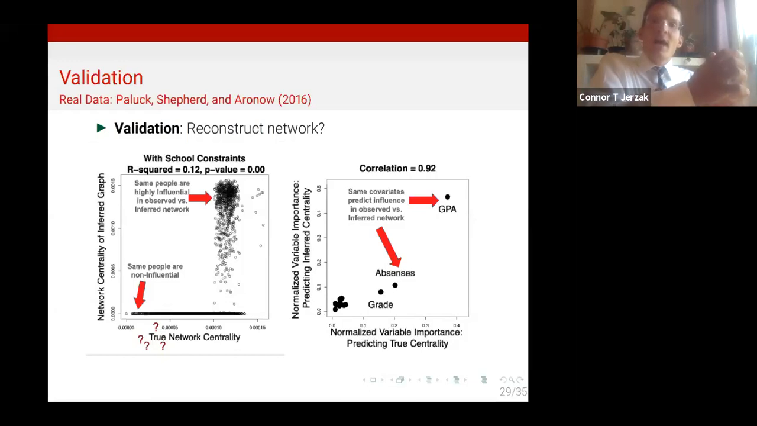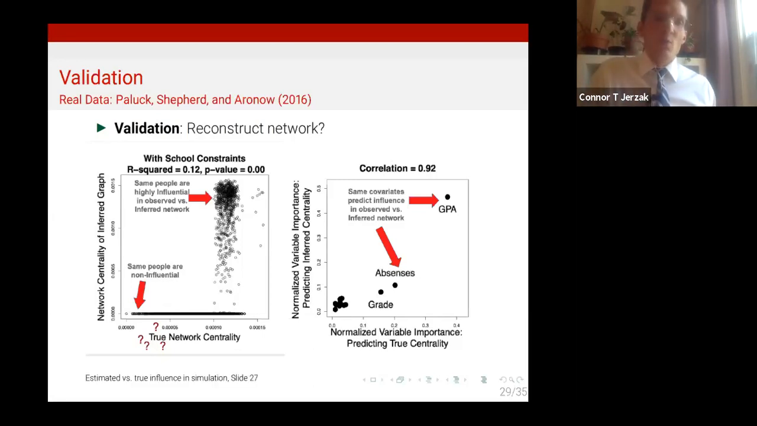We're going to take the covariates and predict that centrality measure using those covariates. And we see that the same sort of things predict influence in the observed versus in the true network. So things like GPA, things like absences, things like grade, both predict the centrality measure in the two cases. So that's validation in terms of reconstructing some noisy approximation of the true network.